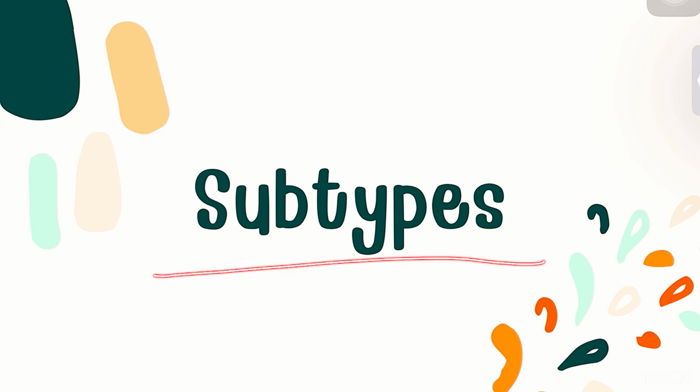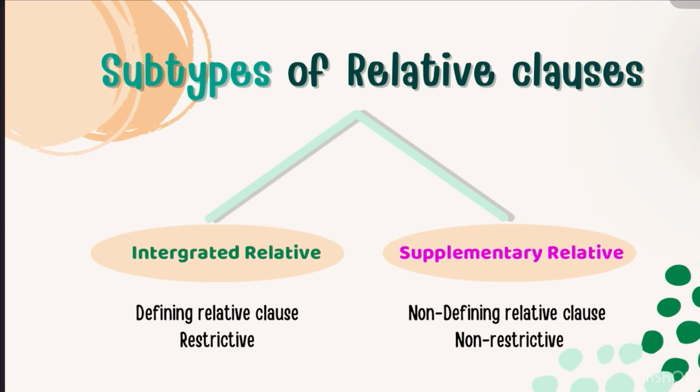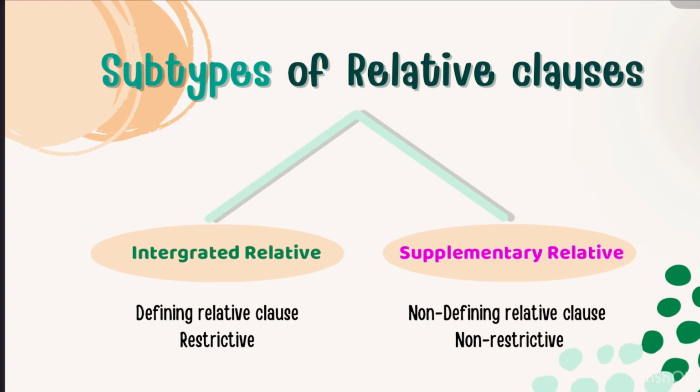Next, we will talk about subtypes. Subtypes of relative clauses can be categorized into: 1. Integrated relative, 2. Supplementary relative. If you are not familiar with these words, integrated relative is commonly known as a defining or restrictive relative clause, with the same meaning. And supplementary relative is commonly known as a non-defining or non-restrictive relative clause.